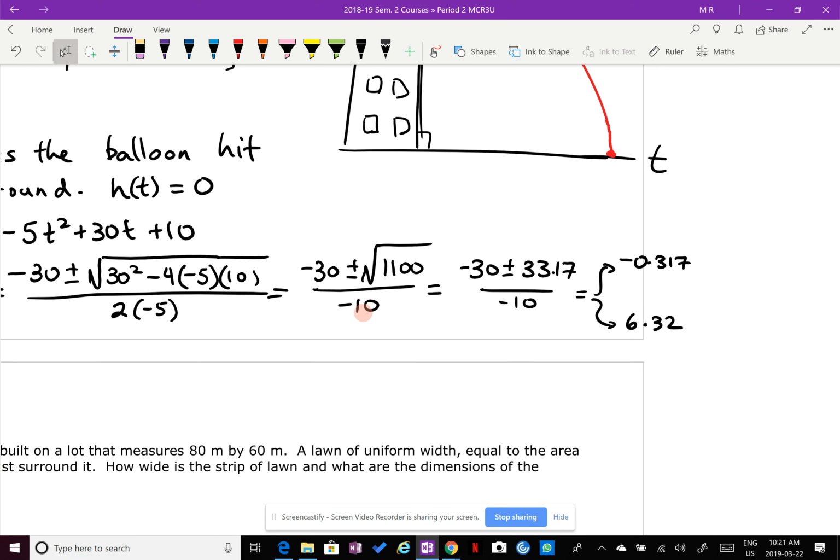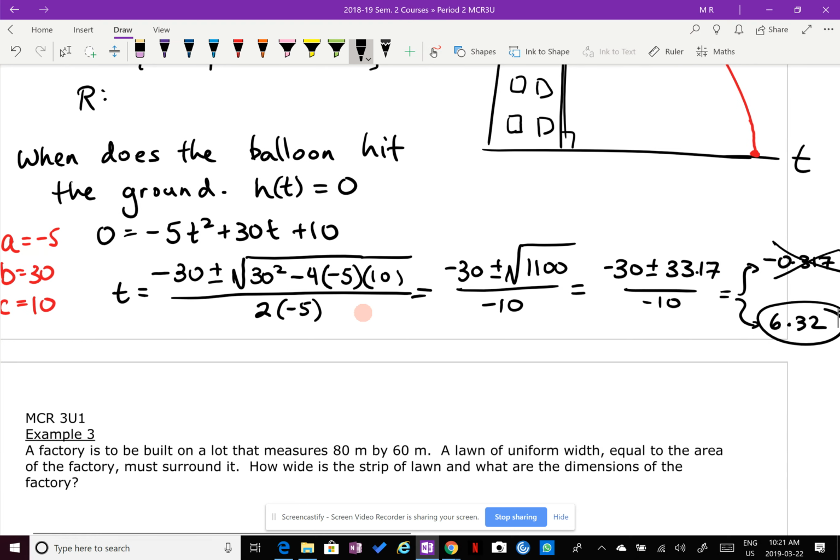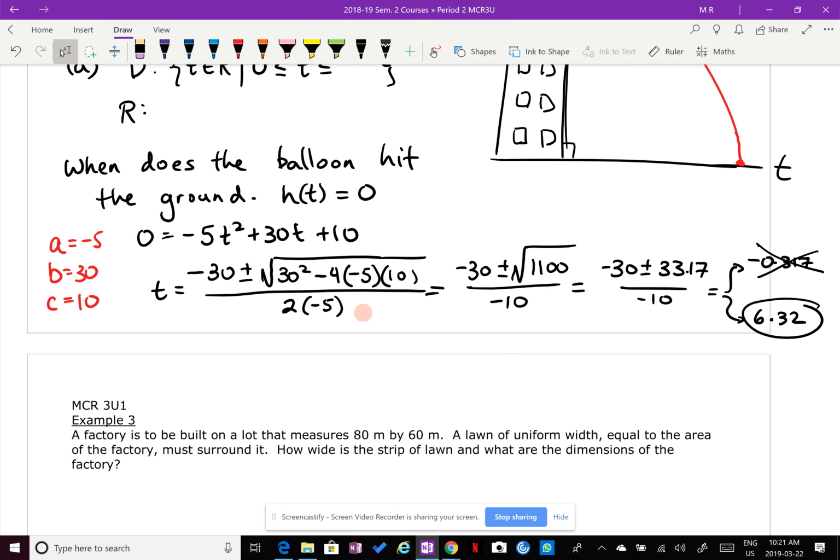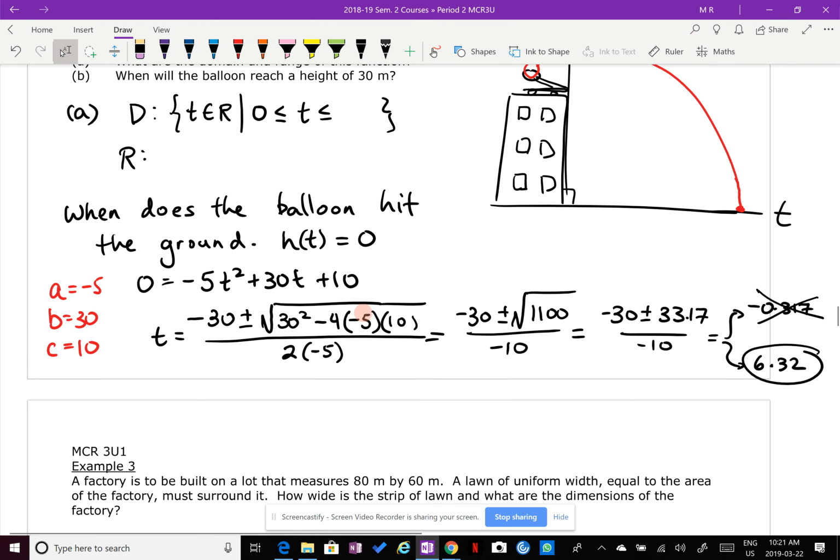So the negative answer I'm not going to keep. We don't have negative time. So I'll keep the 6.32. And so that's 6.32 seconds where the balloon hits the ground. So that will help me complete my domain. So 6.32 is the value I'll put here in my domain. I'm highlighting it there to show you that I calculated that value.